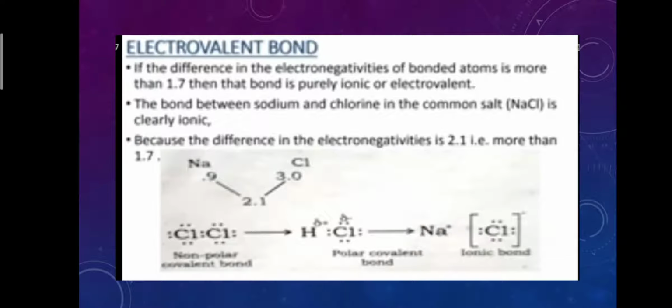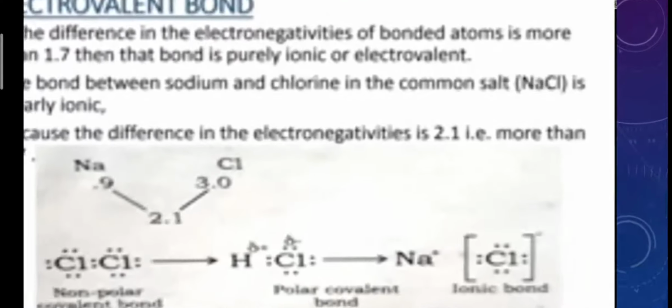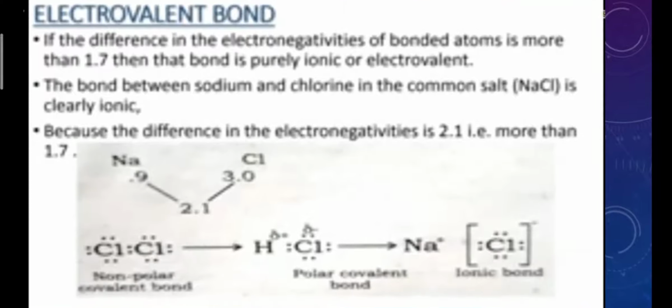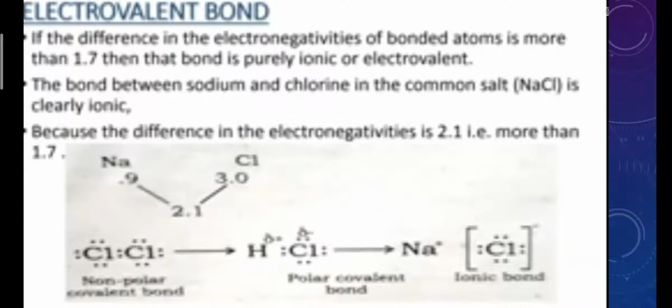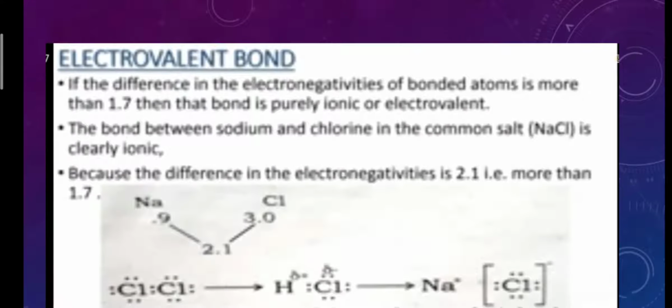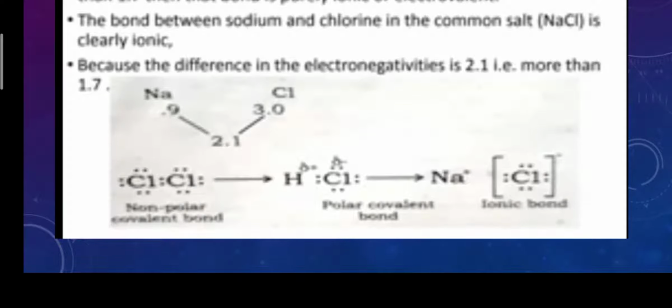Now, electrovalent bond. Ionic bonds are also called electrovalent bonds. If the difference in the electronegativities of bonded atoms is more than 1.7, then that bond is purely ionic or electrovalent. The bond between sodium and chlorine in the common salt, that is NaCl, is clearly ionic because the difference in the electronegativities is 2.1, that is more than 1.7.